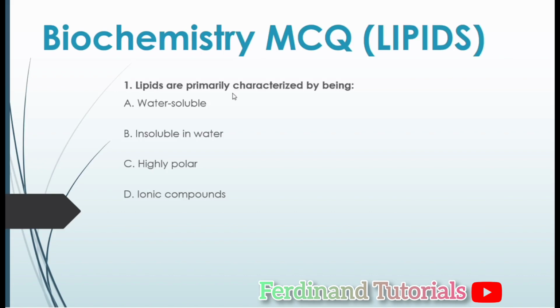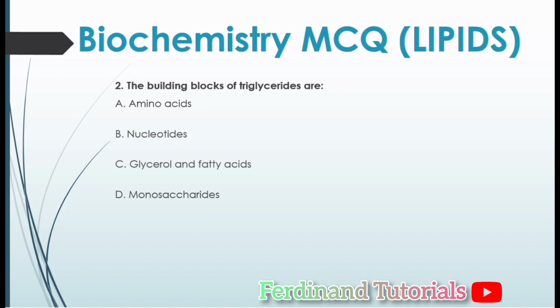Question 1. Lipids are primarily characterized by being A. Water-soluble, B. Insoluble in water, C. Highly polar, D. Ionic compounds. The correct option here is what? Insoluble in water. Lipids are made up of fats and oil. Do not forget that. So the correct option here is B.